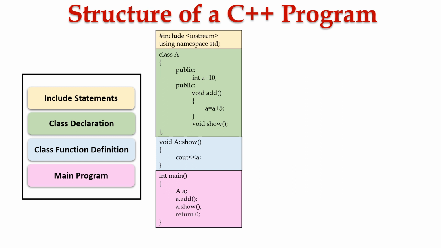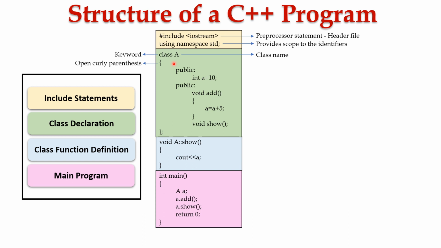Let us learn the structure of a C++ program using this example. Let's start from include statement section. Hash include iostream represents the preprocessor statement include and the header file iostream. Using namespace std represents the scope of the identifiers which are all used inside the program. Next, class declaration section. So class A is example for class declaration section where class is a keyword and capital A is a class name.